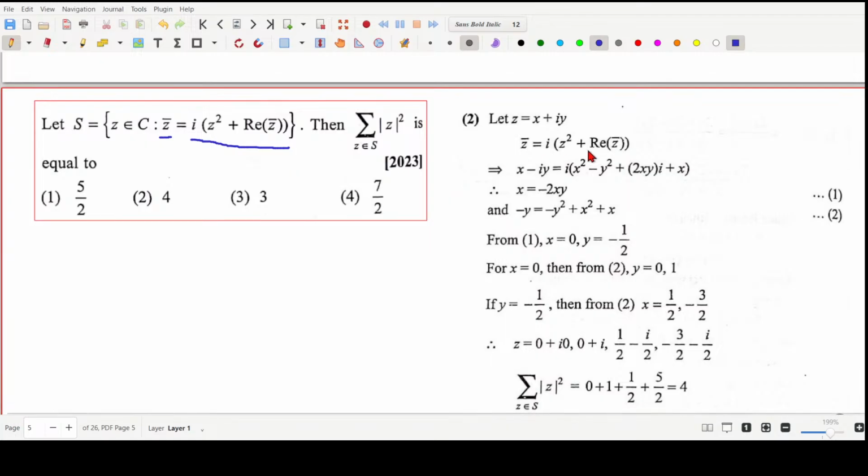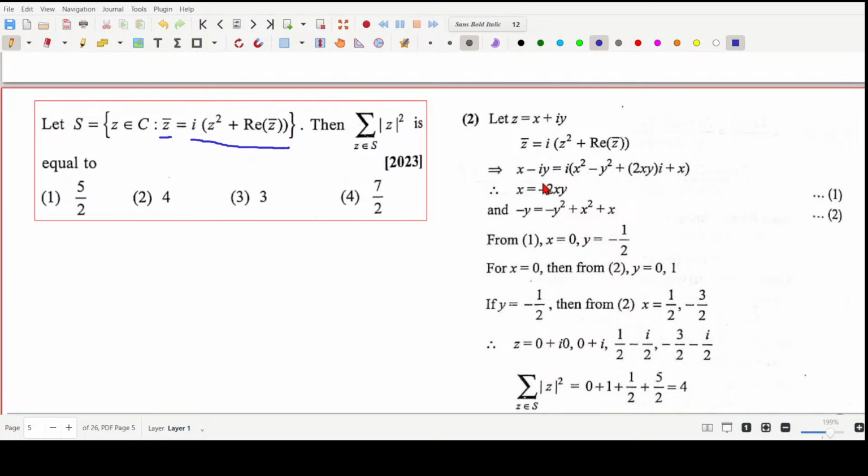Clear now? z is x plus iy, z complement is x minus iy, and i into z square plus real of z complement. This z square is x square minus y square plus 2xyi. Real of z complement is x. We'll gather all the real parts. What are the real parts here? i into 2xy, which is 2xyi, equal to minus 2xy. So the left side real part equals this real part.